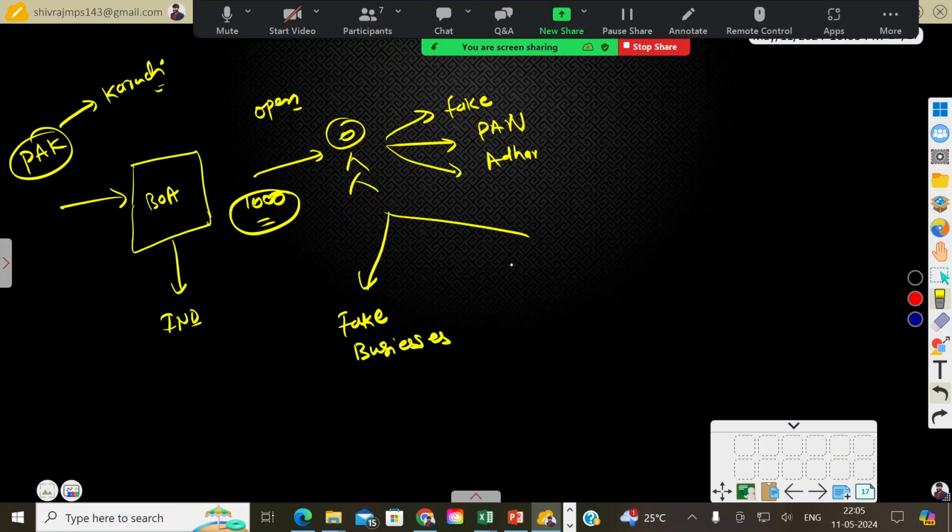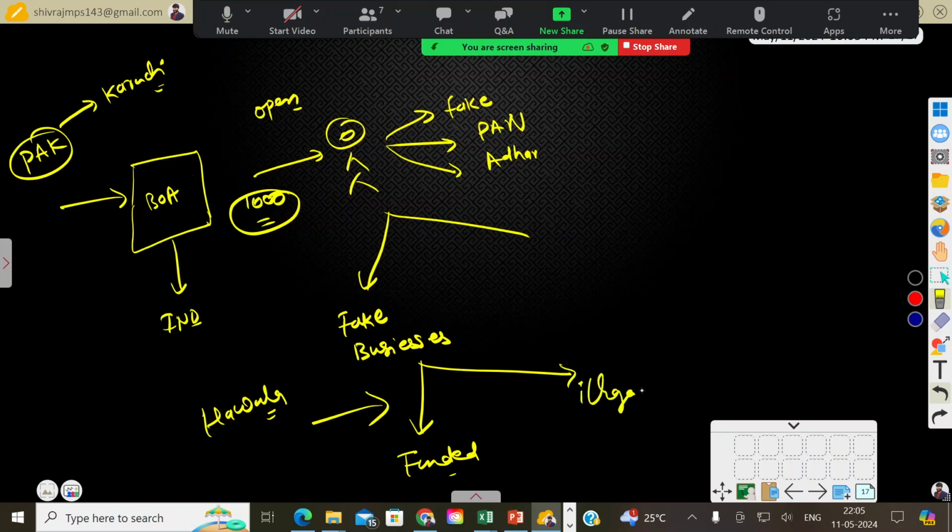Fake businesses. And through fake businesses, let's say, indirectly, that funded, means through Hawala practice, basically. All right. Through Hawala, that person funded the illegal activities, let's say. Illegal activities can be drugs, human trafficking, or anything else illegal, maybe arms, bomb blast planning or attack planning. It can be anything. All right, let's say the funds are used for such activities.